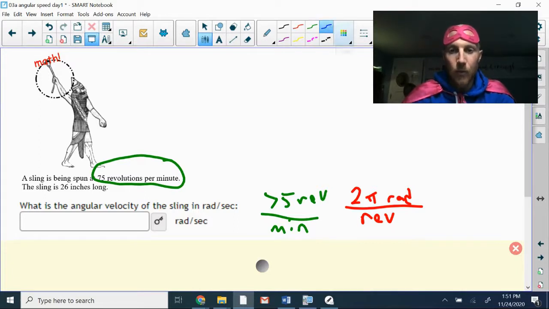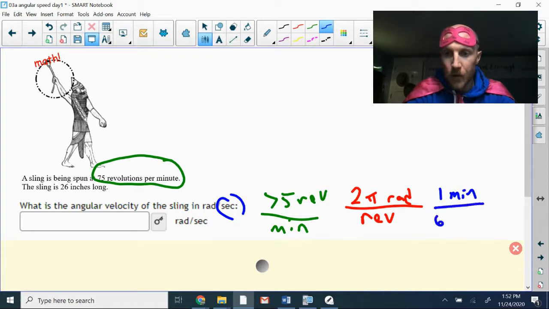And then I'm going to throw one more conversion factor on here because the directions ask me to get my final answer in radians per second. And the initial rotational speed is given to me in minutes. So 1 minute, 60 seconds. And then revolutions and revolutions are going to cancel. Minutes and minutes are going to cancel. The units that are left will be radians on the top and seconds on the bottom.